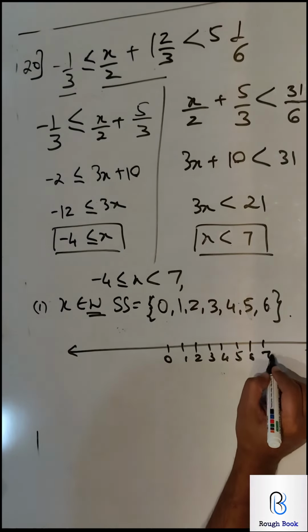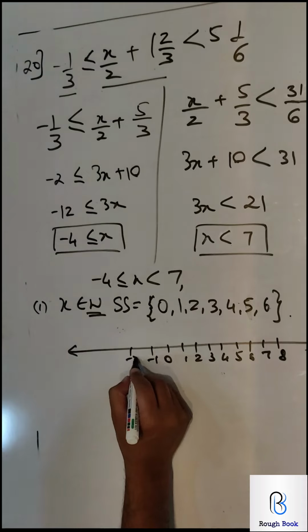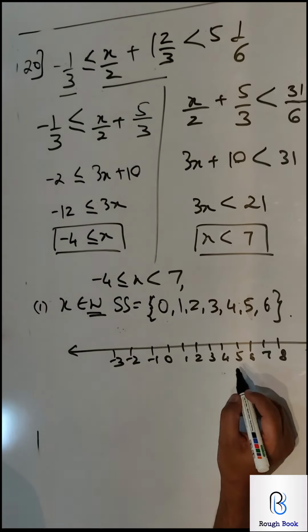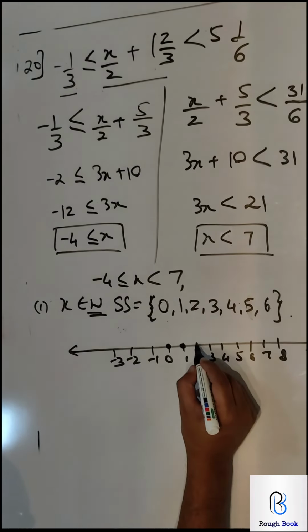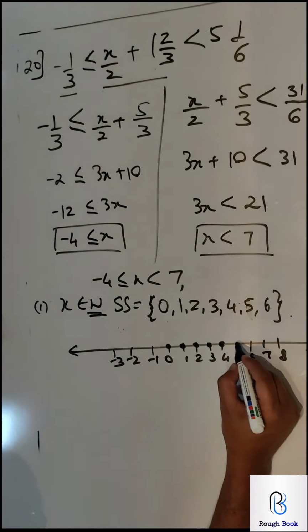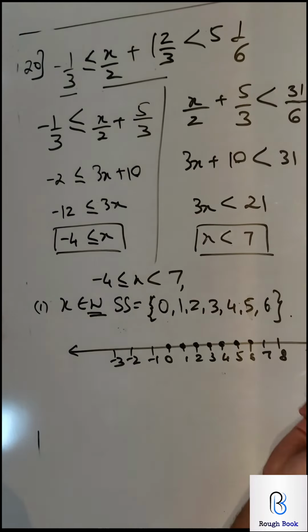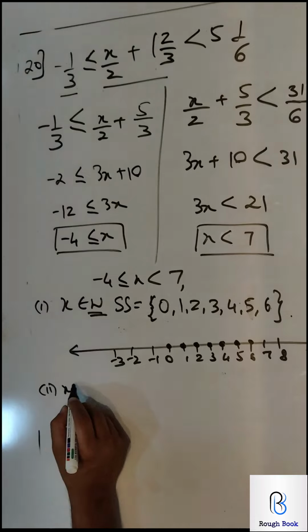As I am always mentioning again and again, add some extra coordinates, pencil and arrows. Please don't forget that, otherwise you will lose 1 mark each time. So that's how my number line will look when x belongs to W.